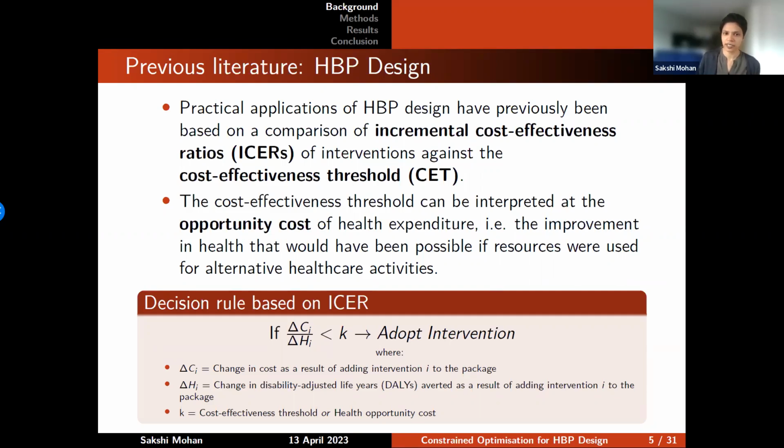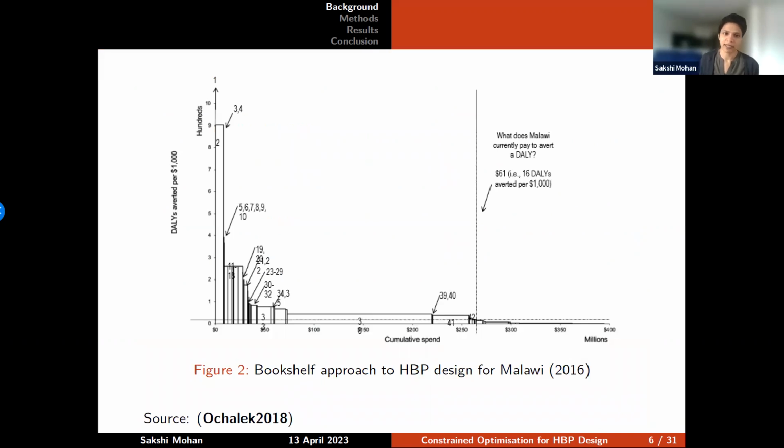So the decision rule here is that if the ICER of an intervention I is less than the cost effectiveness threshold, then the intervention should be adopted, because this suggests that redirecting currently available resources from other health interventions to intervention I would result in a net health gain. So this figure from Ochalek et al. 2018 demonstrates how this decision rule can be applied in a broader context.